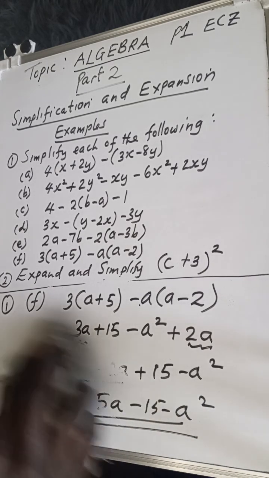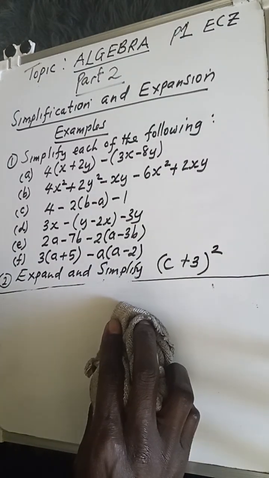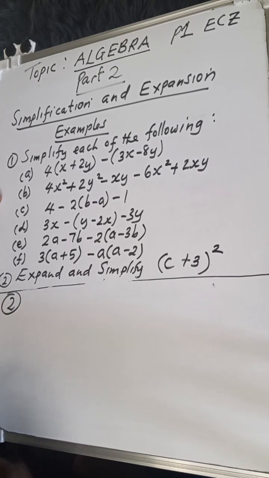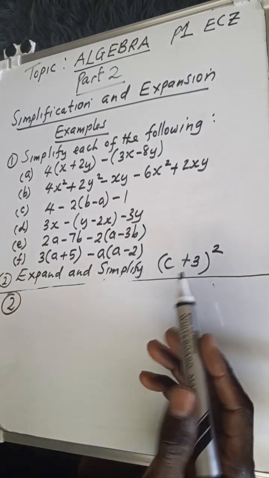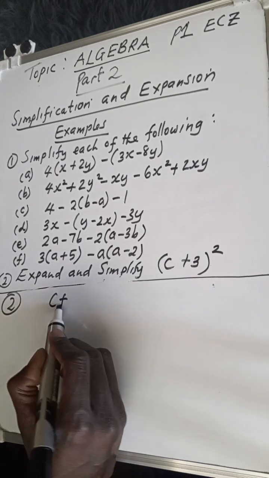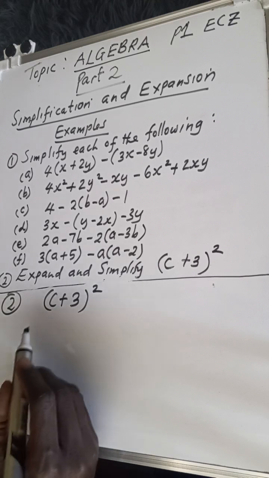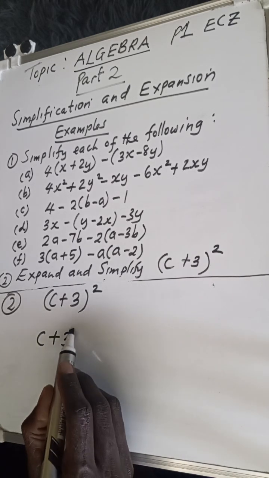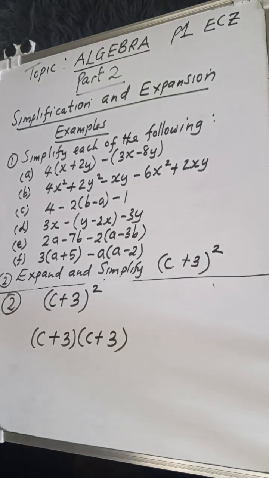But let's try to look at the question that says there, question 2, expand and simplify. So they want us to expand and simplify. That is question number 2. Now, when they tell you expand and simplify, we have been doing expansion, but notice we have c plus 3 raised to the power 2. So what does that mean? In layman's language, it simply means c plus 3, you multiply again by c plus 3. That's what it simply means.